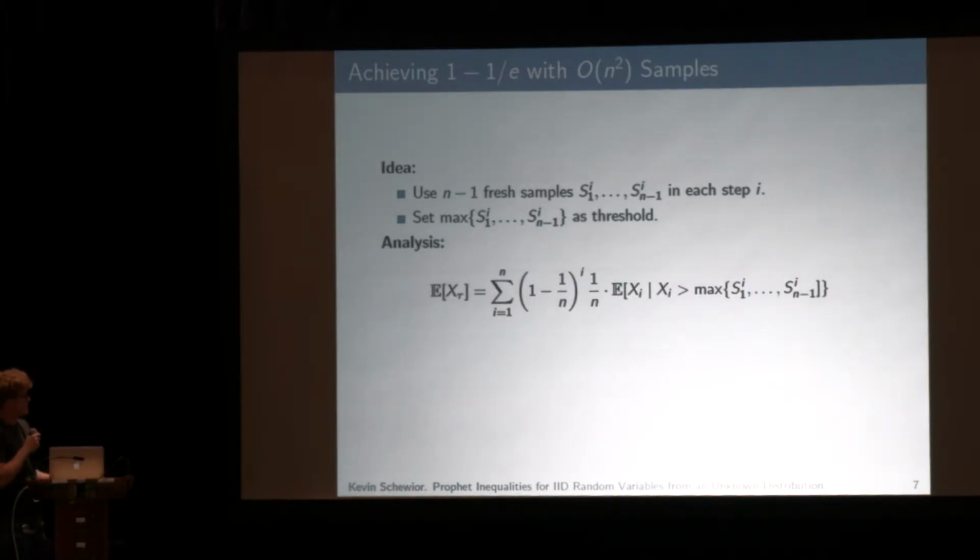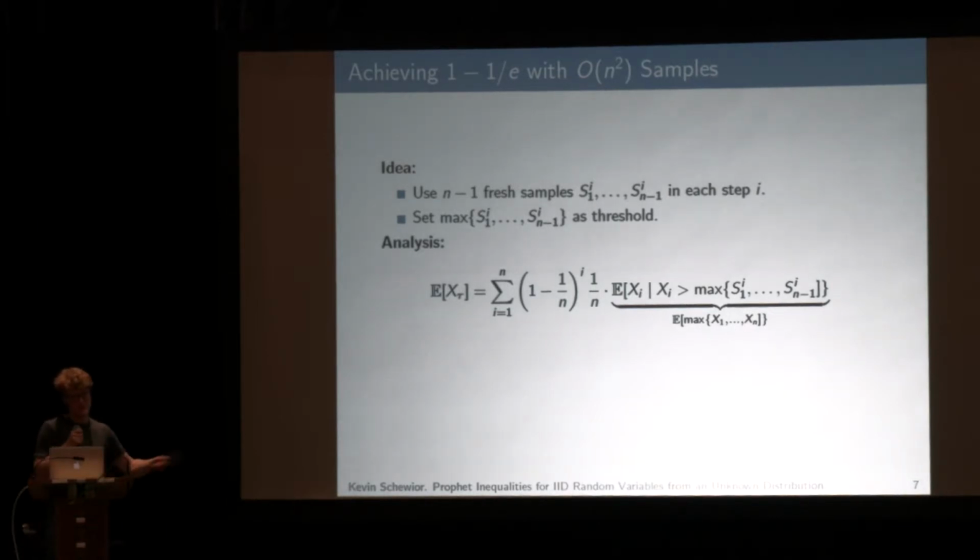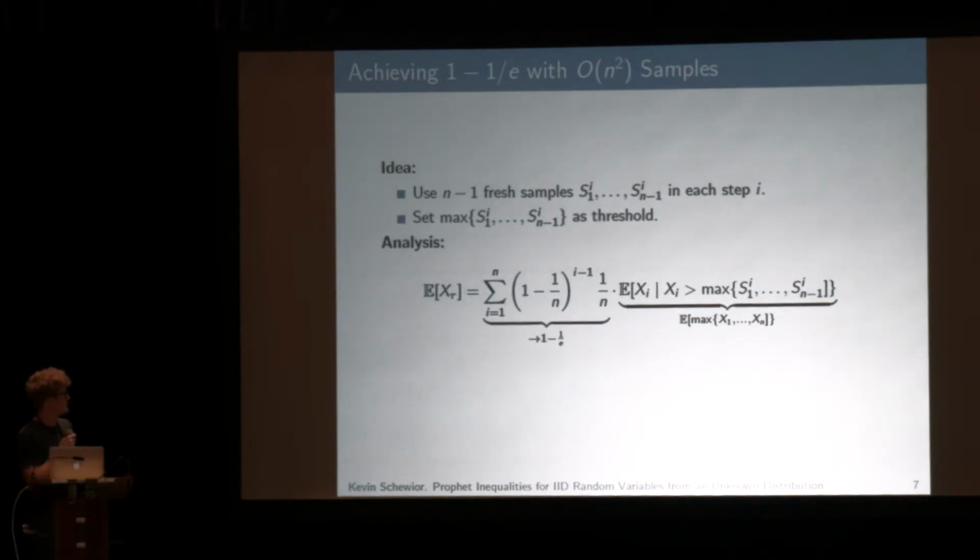Now for the analysis, again, we can sum over all steps. The probability of arriving in that step is simply this expression, right? Because the probability of stopping in any step is 1/n independently, and then the probability of accepting in any step i is, as I just said, 1/n. And then what we extract is this expression, which is exactly the value of the profit, the maximum of n i.i.d. draws from the distribution. In this term, it's 1 - 1/e. So this is how we get 1 - 1/e using n² samples.